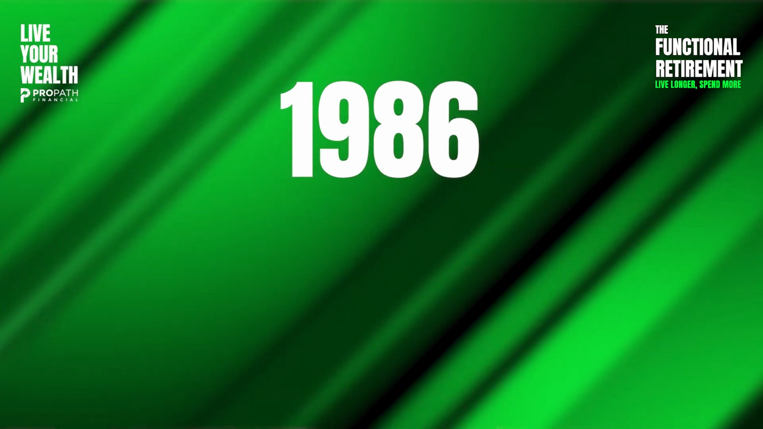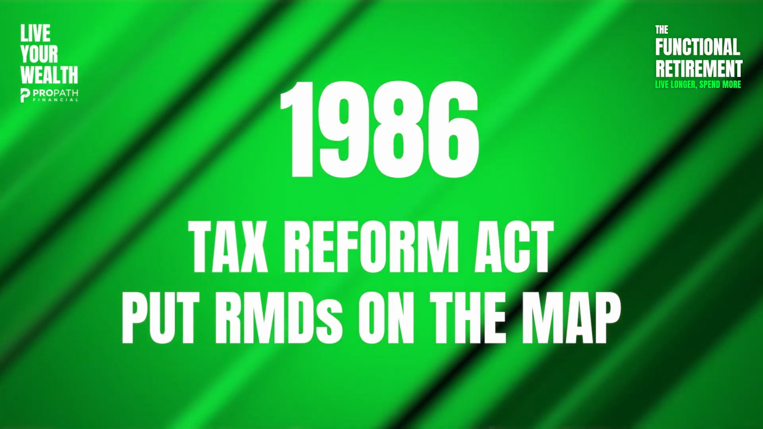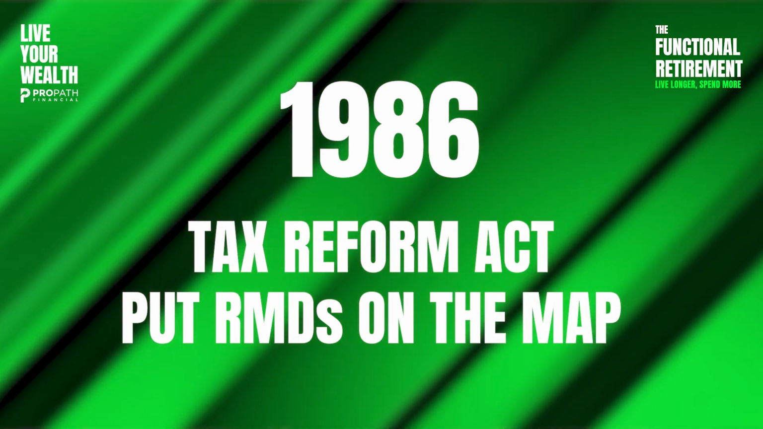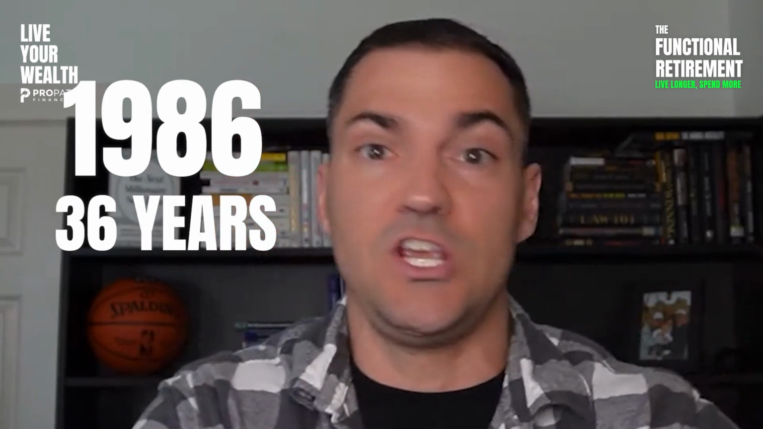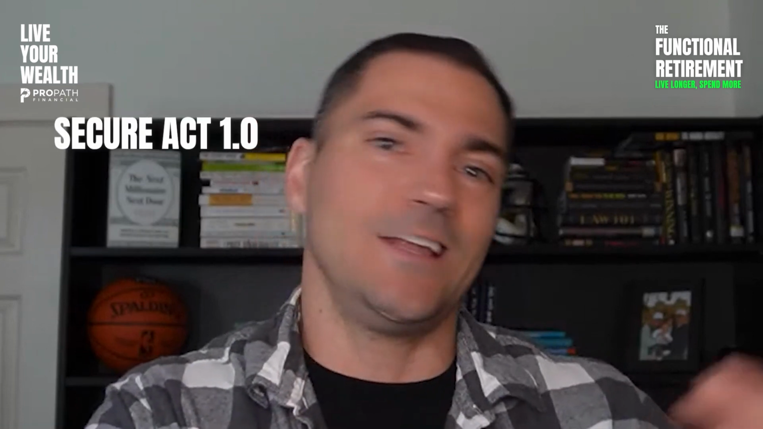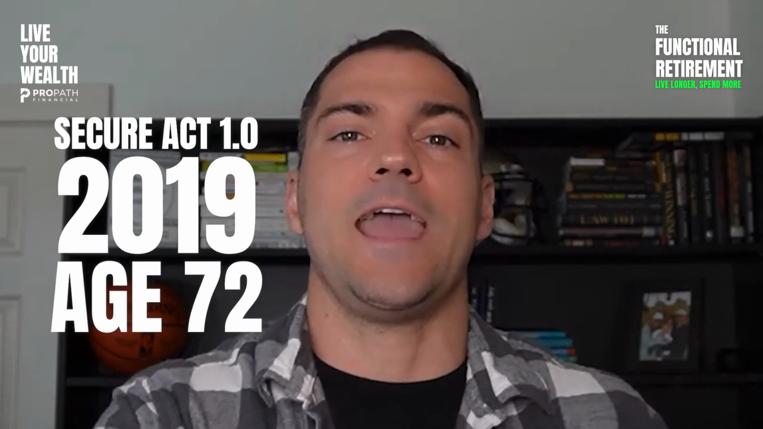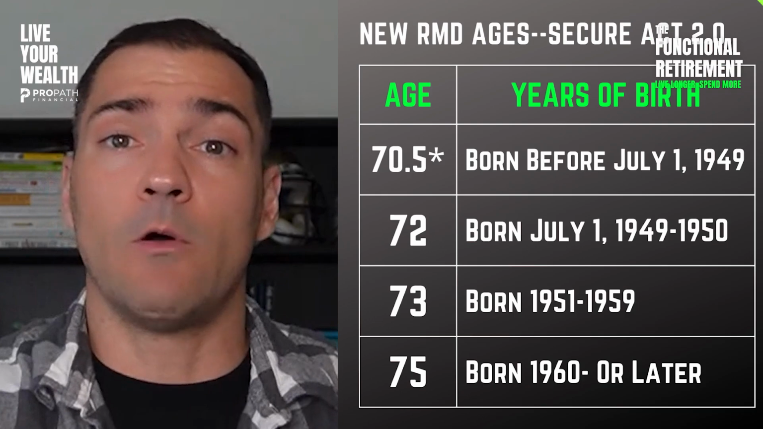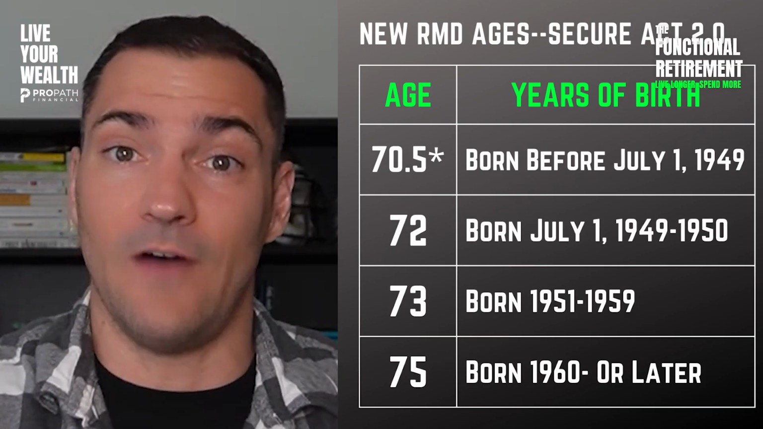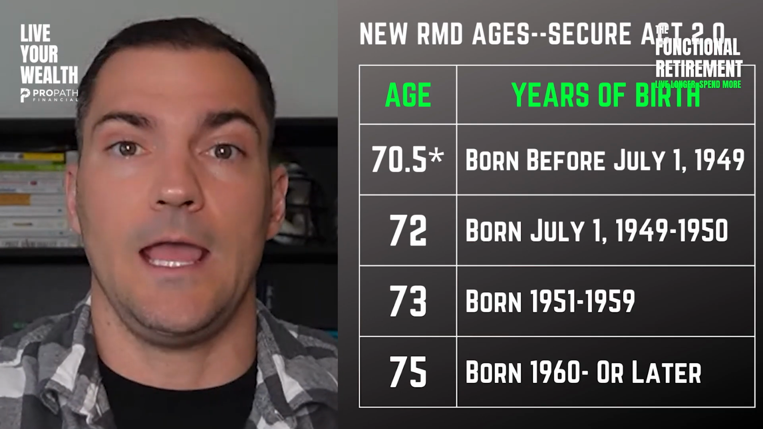So in 1986, the Tax Reform Act put RMDs on the map, age 70 and a half. And that's the age that we've known for required minimum distributions literally since 1986, 36 years. And here we are. They just adjusted it in 2022, and they did it with Secure Act 1.0 in 2019. That's what incorporated the age 72 RMD. But now that number's kind of gone away. Now it's updated to 73 and 75. But let's explain it in more detail.